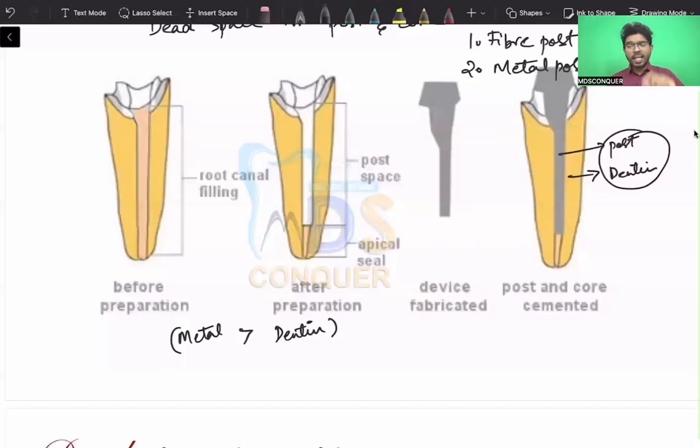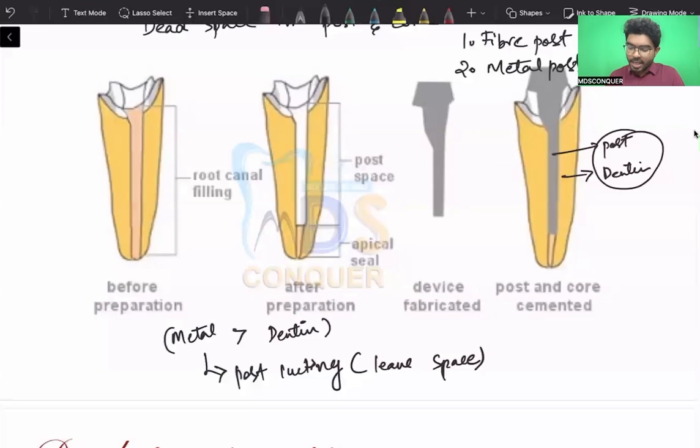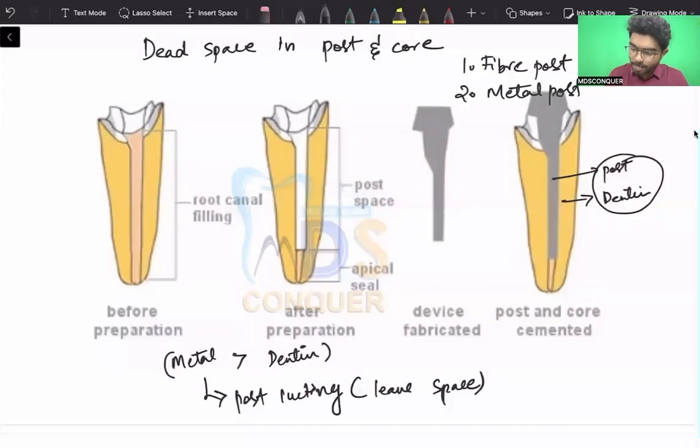Okay. So that is the reason why whenever you're luting the metal post, you have to leave some space, because this space is going to compensate the expansion of the metal. So you have to allow some space, okay, so that the metal can expand in that space. That space is called as dead space.